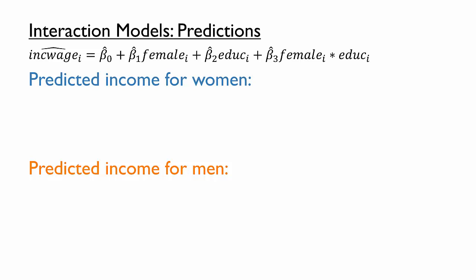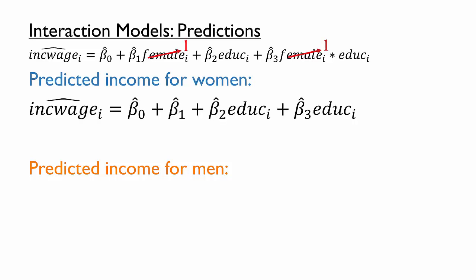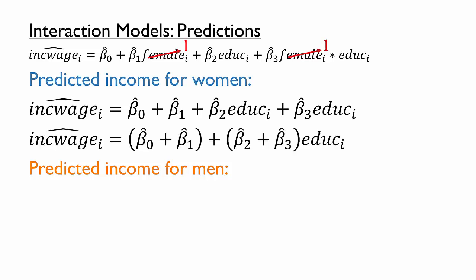For women, we can make a simple substitution in the model. The value of the female variable is 1, so the second term simply becomes beta 1 hat. We can also substitute a 1 for the female variable within the interaction term, so that this final term becomes beta 3 hat times education. Together, we have the following prediction. We can simplify this slightly by grouping together the 2 intercept terms and grouping together the 2 education terms.